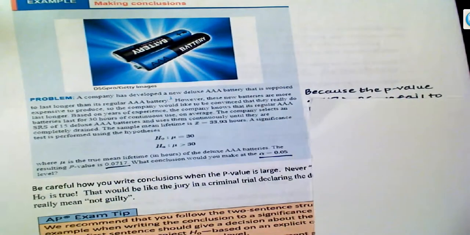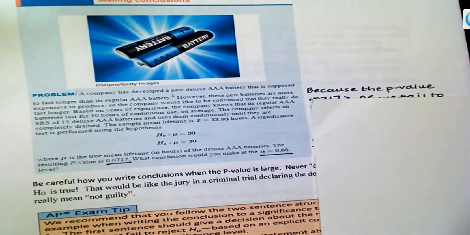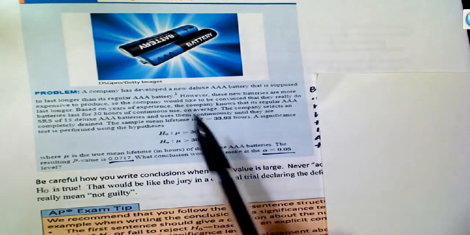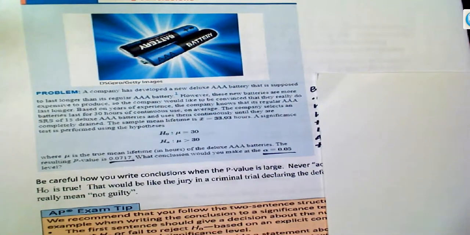A company has developed a new deluxe AAA battery that's supposed to last longer than its regular AAA battery. However, these new batteries are more expensive to produce, so the company would like to be convinced that they really do last longer. Based on years of experience, the company knows that its regular AAA batteries last for 30 hours of continuous use on average.